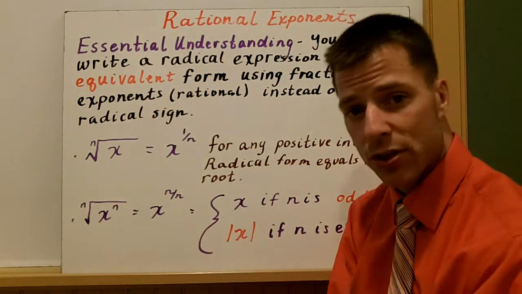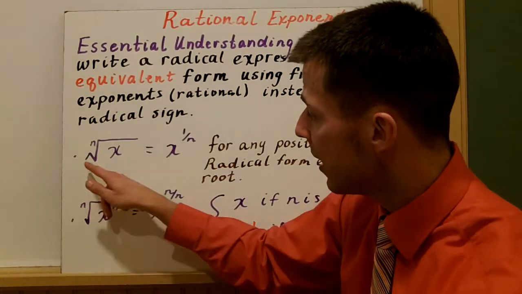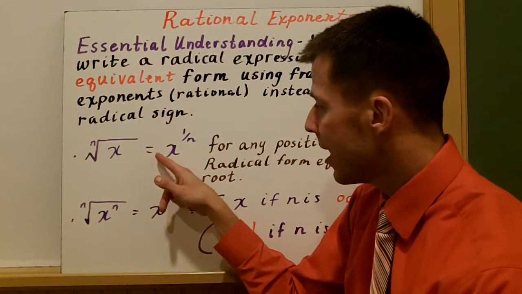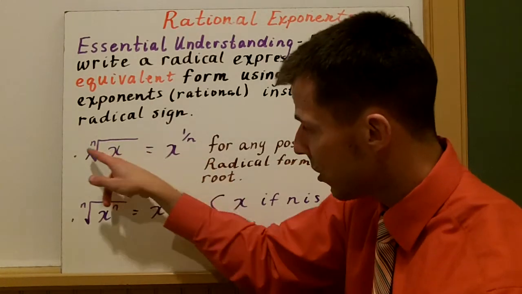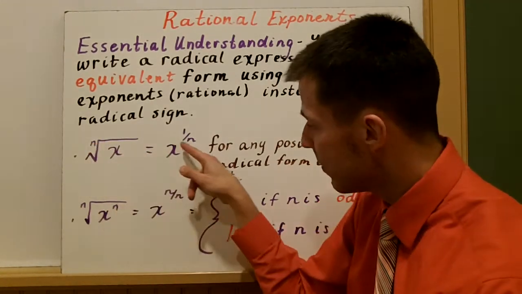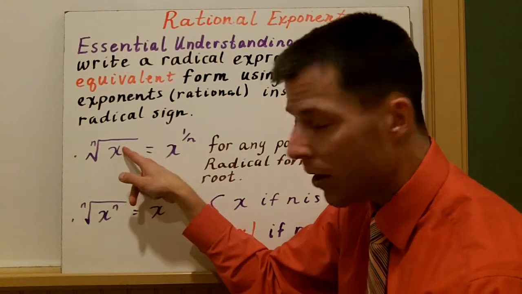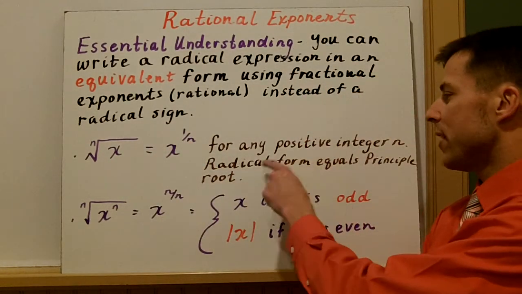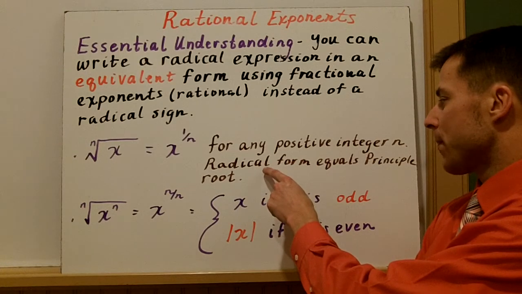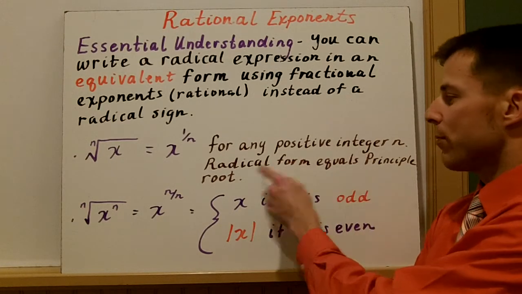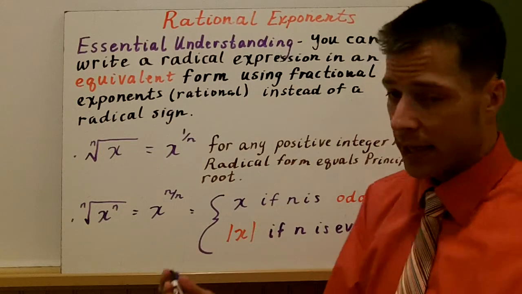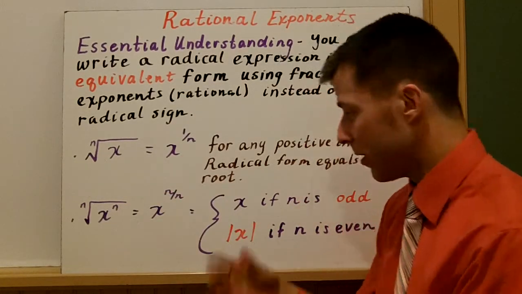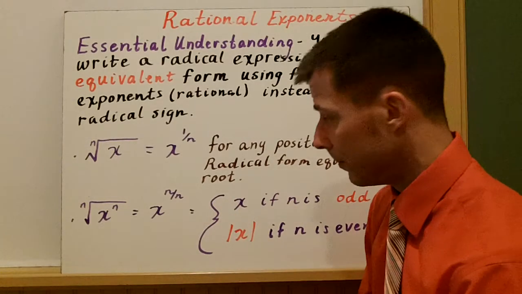So what this essential understanding is actually telling you is that if you have the nth root of x, that's the same as x to the 1 divided by n. So n, whatever the index is, becomes the denominator, and whatever the power is on x becomes the numerator. And this works for any positive integer n. Radical form equals the principal root, the value that would be given on the calculator.